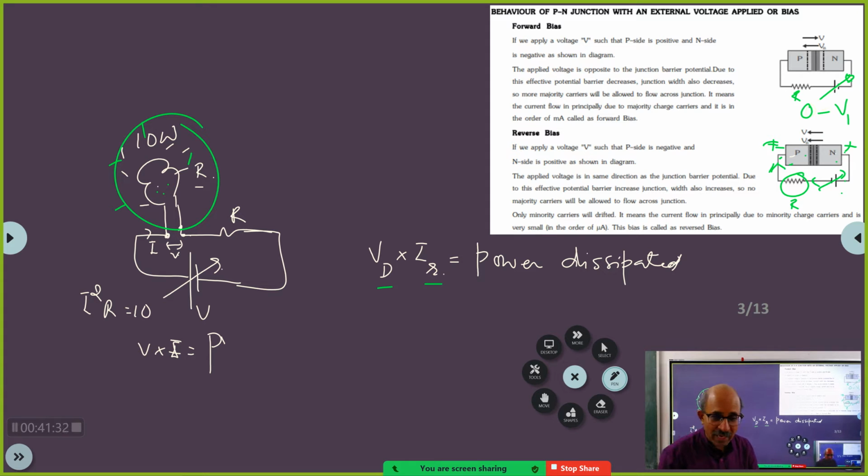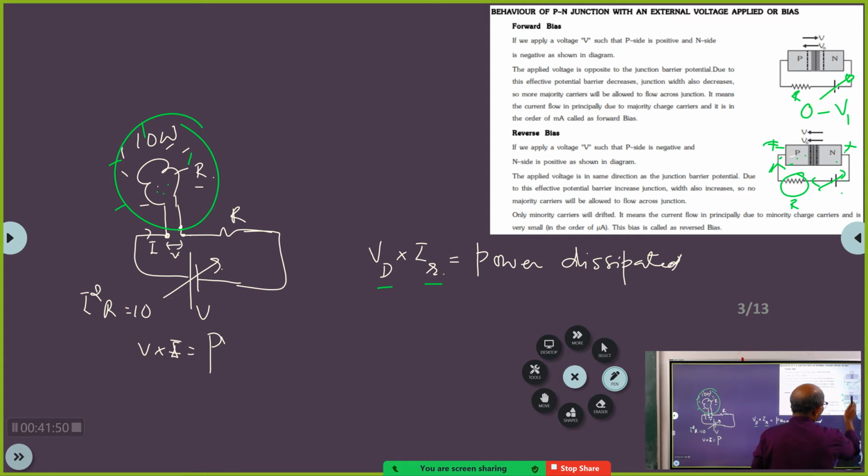If you speak so slowly, I can't hear, gentlemen. Speak a little louder. So that dissipation is only in the form of heat or any other forms? What other way can it dissipate? Heat only, and temperature will increase.